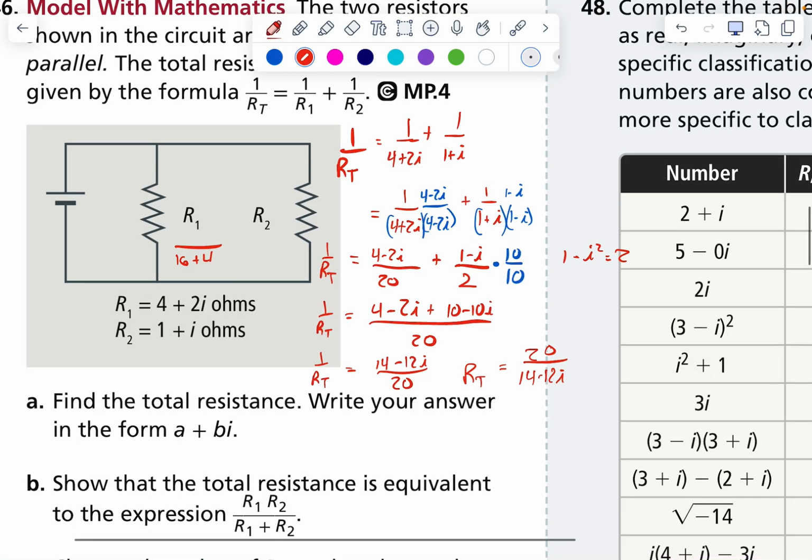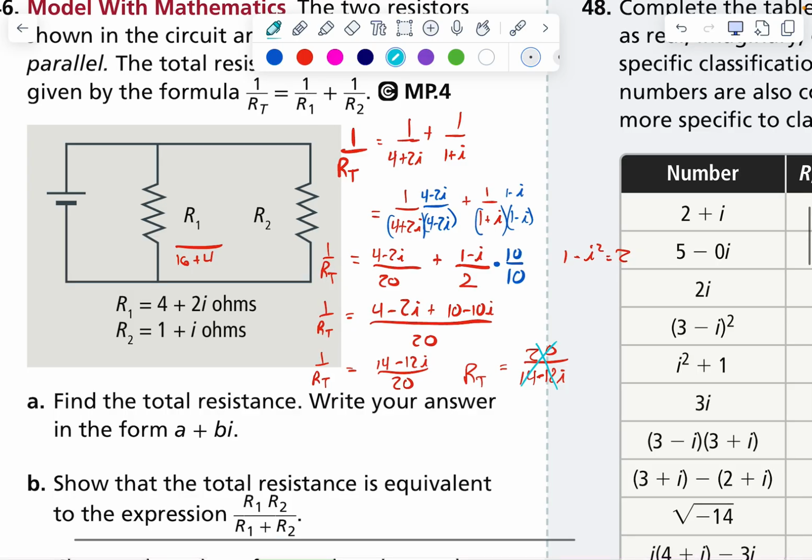I would recommend before you do that, do you see how those two can cancel, or not cancel, but simplify, like reduce a little bit? And so can those two, because something goes into 20, 14, and 12, which is what? 2. So this will look a little bit better. So 10 over 7 minus 6i. I guess it's sort of better. And then let's multiply by the complex conjugate.